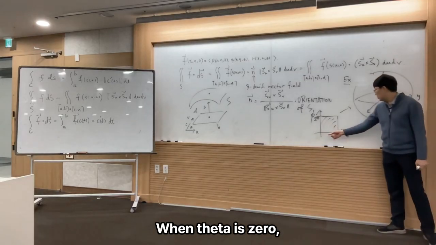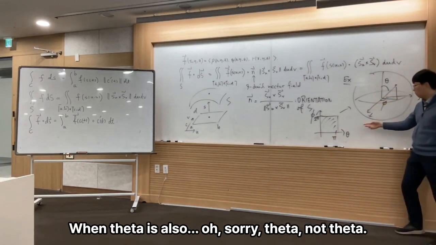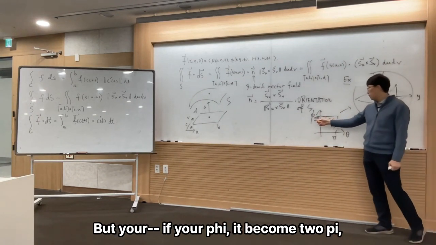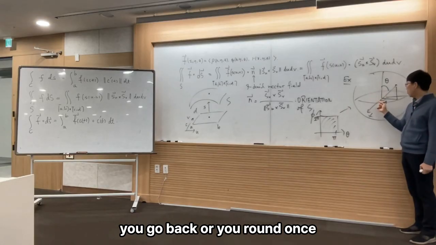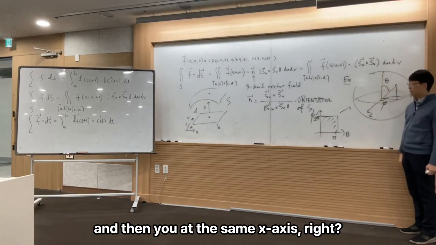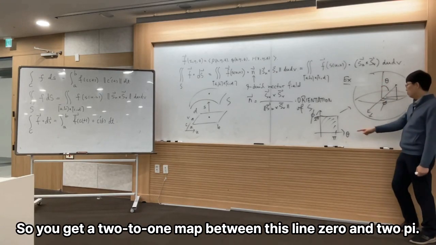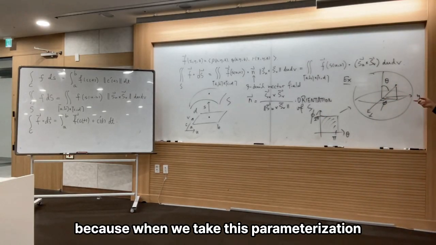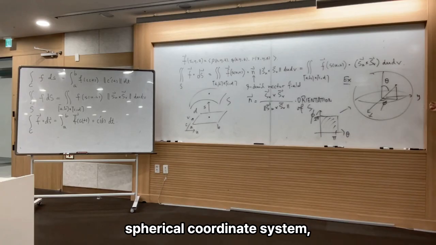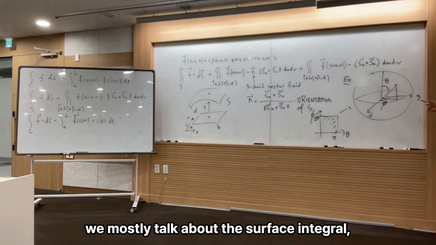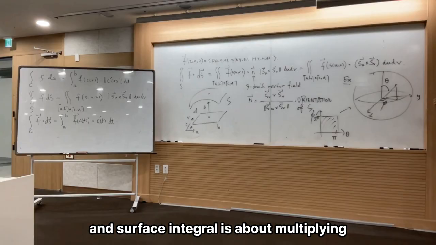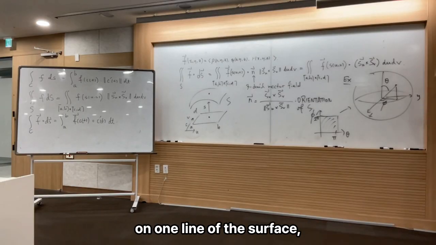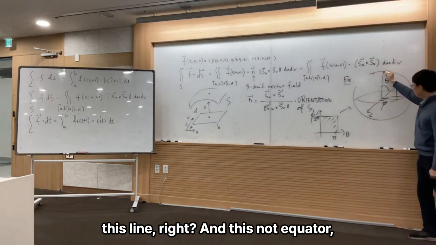When phi is 0, you are at the positive x-axis. But if your phi becomes 2 pi, you go around once, and then you're at the same x-axis, right? So you get a 2-to-1 map on this line, 0 and 2 pi. But that's okay, because when we take this parameterization, the spherical coordinate system, we mostly talk about the surface integral, and the surface integral is about multiplying the surface area, and we are only missing the one-to-one mapping on one line of the surface, this line, right?